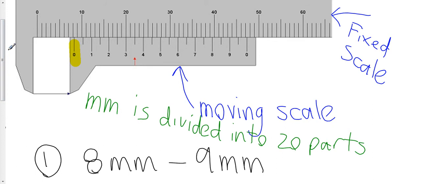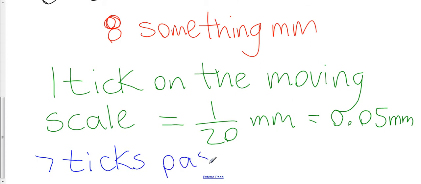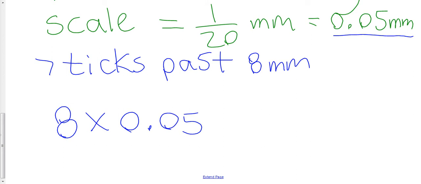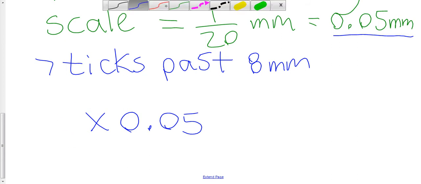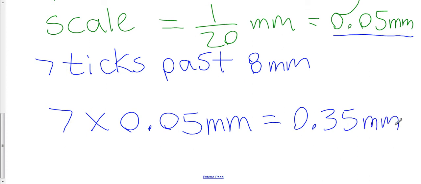So if I've gone 1, 2, 3, 4, 5, 6, 7 ticks, because this is where it lines up right here, I've gone 7 ticks past 8 millimeters, and each of those ticks is worth 0.05 millimeters. Sorry, that's 7 ticks times 0.05 millimeters, which is 0.35 millimeters past 8 millimeters.